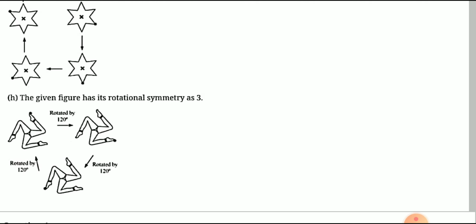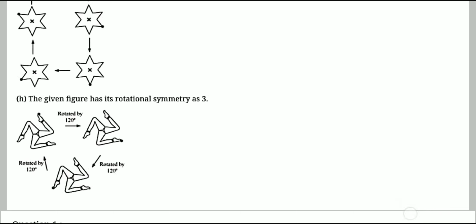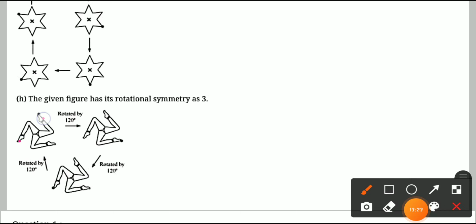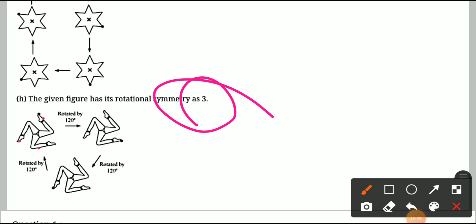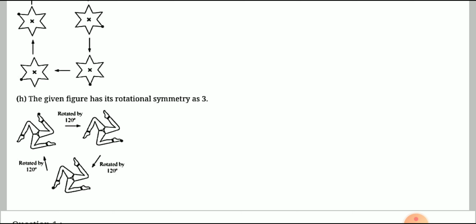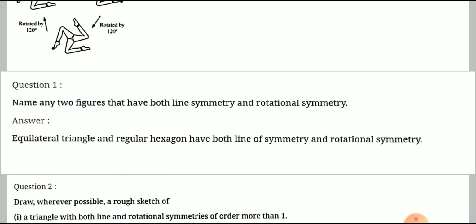Now see the H part. Here we can see 1, 2, 3. This contains 3 legs. 1, 2, 3. So the order will be equal to 3. Okay. And you can also rotate the copy or rotate your phone to observe whether it has rotational symmetry of 3 times or not. Okay.